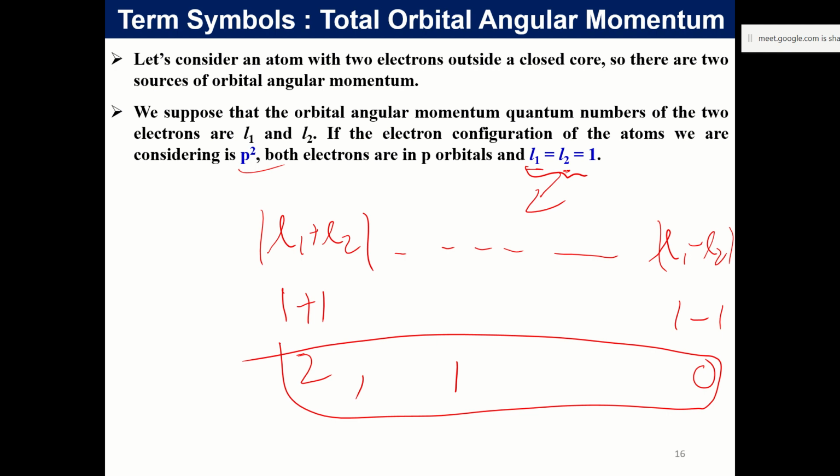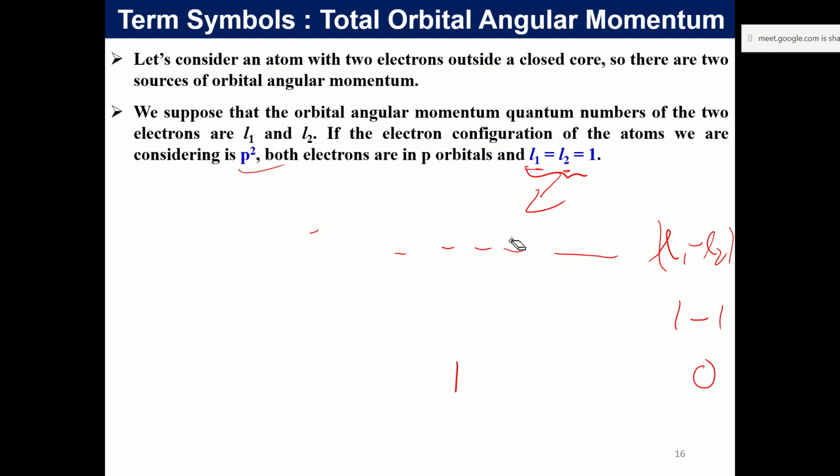You have defined your extremes, one corner, another corner. Now it becomes easier to write the other possible values, combinations of L. Just go on deducting one from the highest one, L1 plus L2, deducting one at a time. So that's how you can find all the possible values of L.